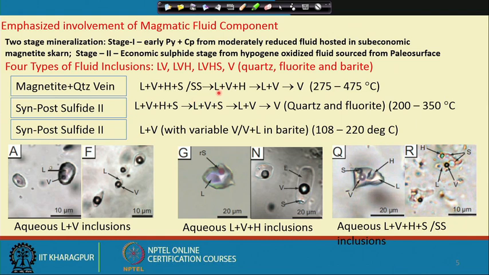So, the conclusions that are derived are actually by combining, collating, and synthesizing all the information obtained from different sources. Confining ourselves to the fluid inclusion characteristics and the microthermometric data synthesized by these authors, they studied the magnetite quartz vein, the syn-post sulfide and the post-sulfide two veins, where they found the inclusion types were aqueous biphase inclusions with variable liquid vapor ratio, and aqueous liquid plus vapor plus halite inclusions.